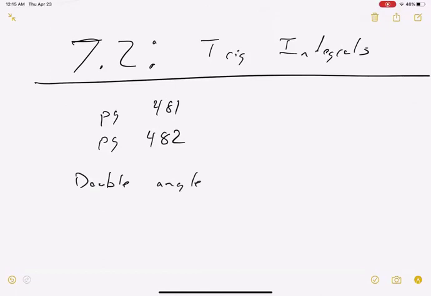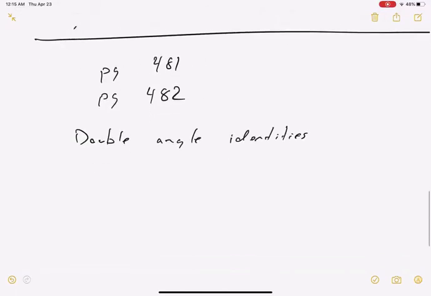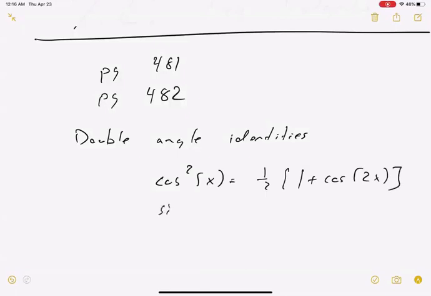And just to be clear, what I really mean by double angle identity is that cosine squared of x equals 1/2 times 1 plus cosine 2x. What about sine squared of x? Okay, we gotta know those.